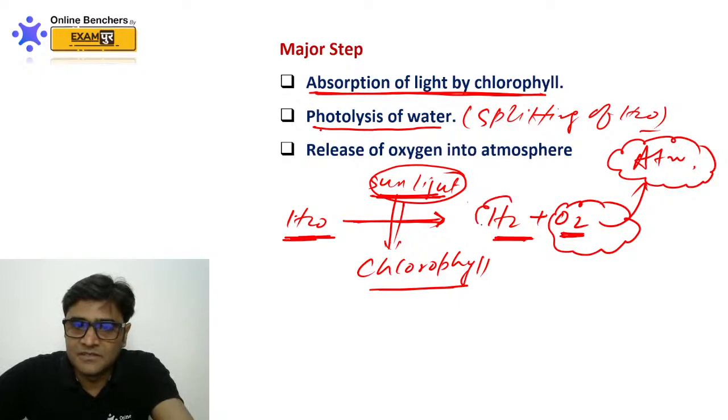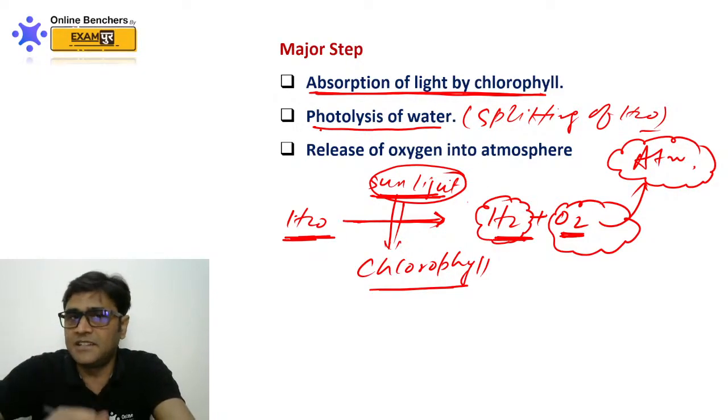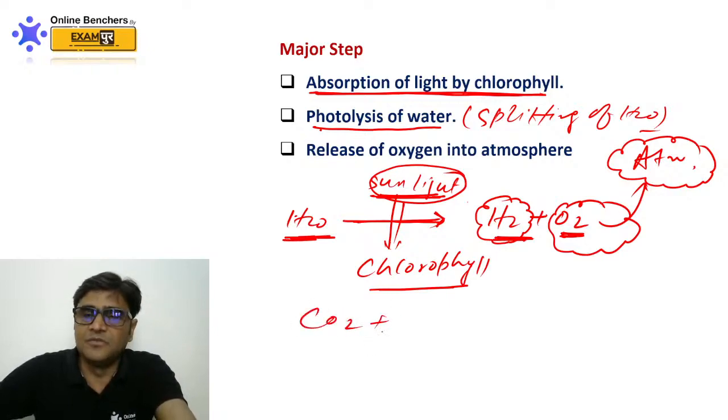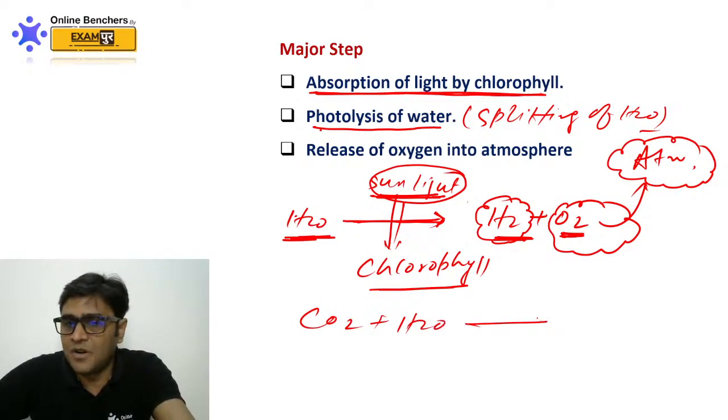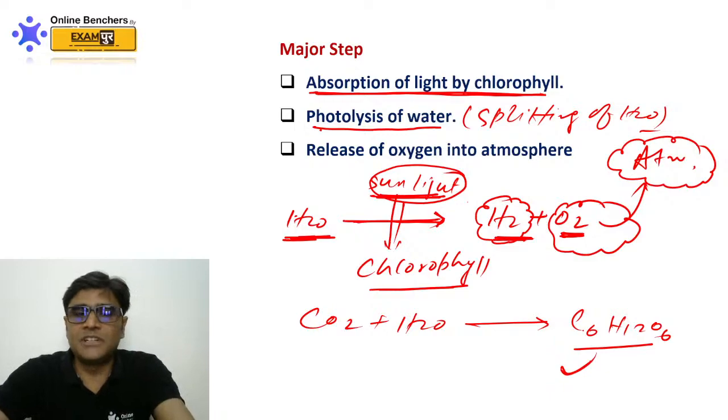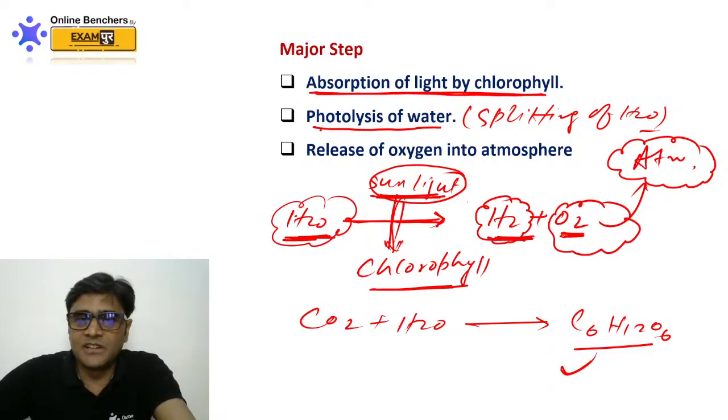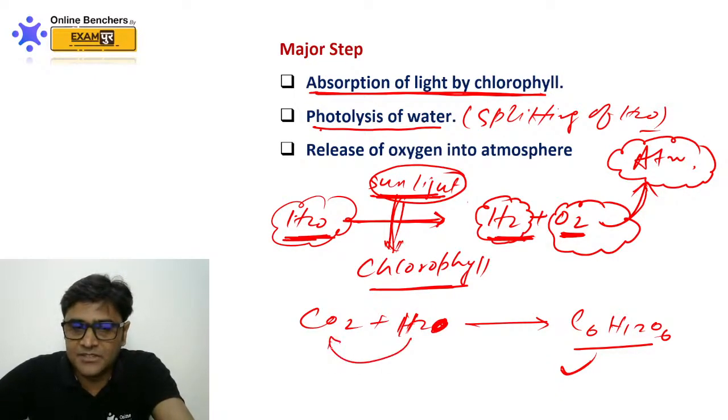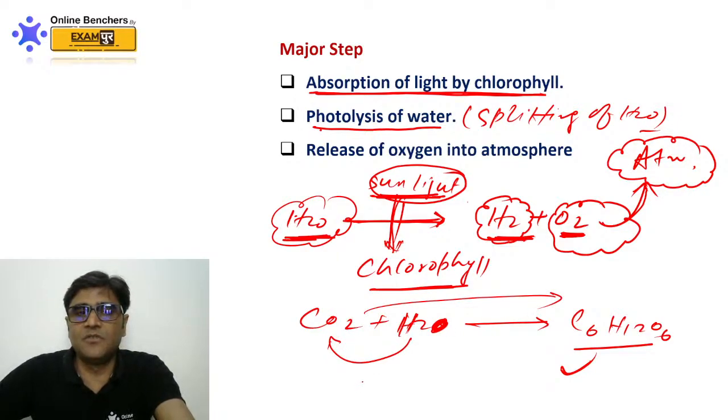Now this hydrogen, which is produced during light reaction, combines with CO2 to form what? Glucose. This is your dark reaction. So what happens in light reaction? Splitting of water takes place. Light energy is absorbed by the chlorophyll and water splits to form hydrogen and oxygen. Oxygen is released into the atmosphere, and hydrogen formed during the light reaction combines with CO2 to form glucose. This is the overall reaction.